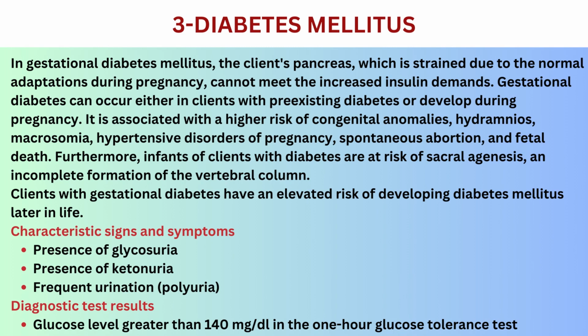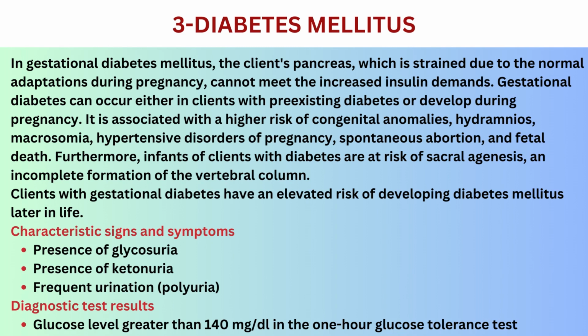It's associated with a higher risk of congenital anomalies, hydramnios, macrosomia, hypertensive disorders of pregnancy, spontaneous abortion, and fetal death. Furthermore, infants of clients with diabetes are at risk of sacral agenesis and incomplete formation of the vertebral column. Also, clients with gestational diabetes have an elevated risk of developing diabetes mellitus later in life.